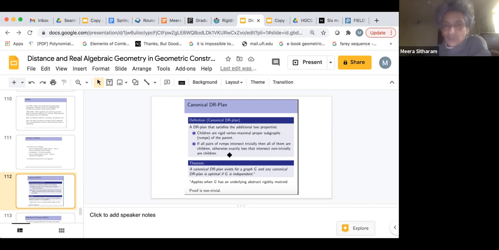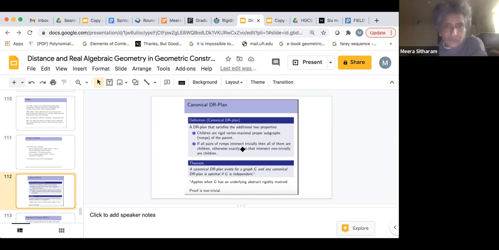Okay, so in other words, what this is saying is that there are either 2 children which may or may not intersect non-trivially, but if they do intersect non-trivially, there are only exactly 2, and otherwise every pair intersects trivially. And trivial intersection, as I said, means the number of vertices in the intersection is at most 1 less than the dimension.